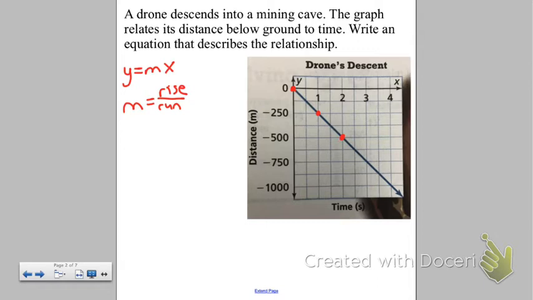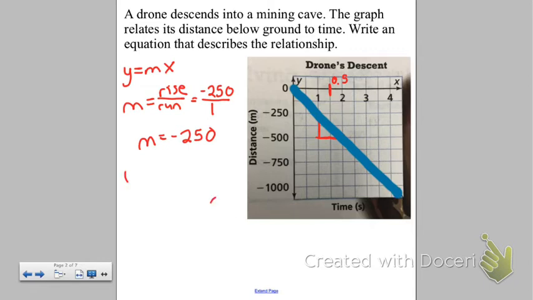When I rise, I go down from negative 250 to negative 500. So I went down 250, and then I went to the right 1, 2. But if I notice, each 1 is represented by 0.5. So I went over 0.5, 1 in total. So my m is equal to negative 250. And it makes sense that my m is negative because my line is going down from left to right.